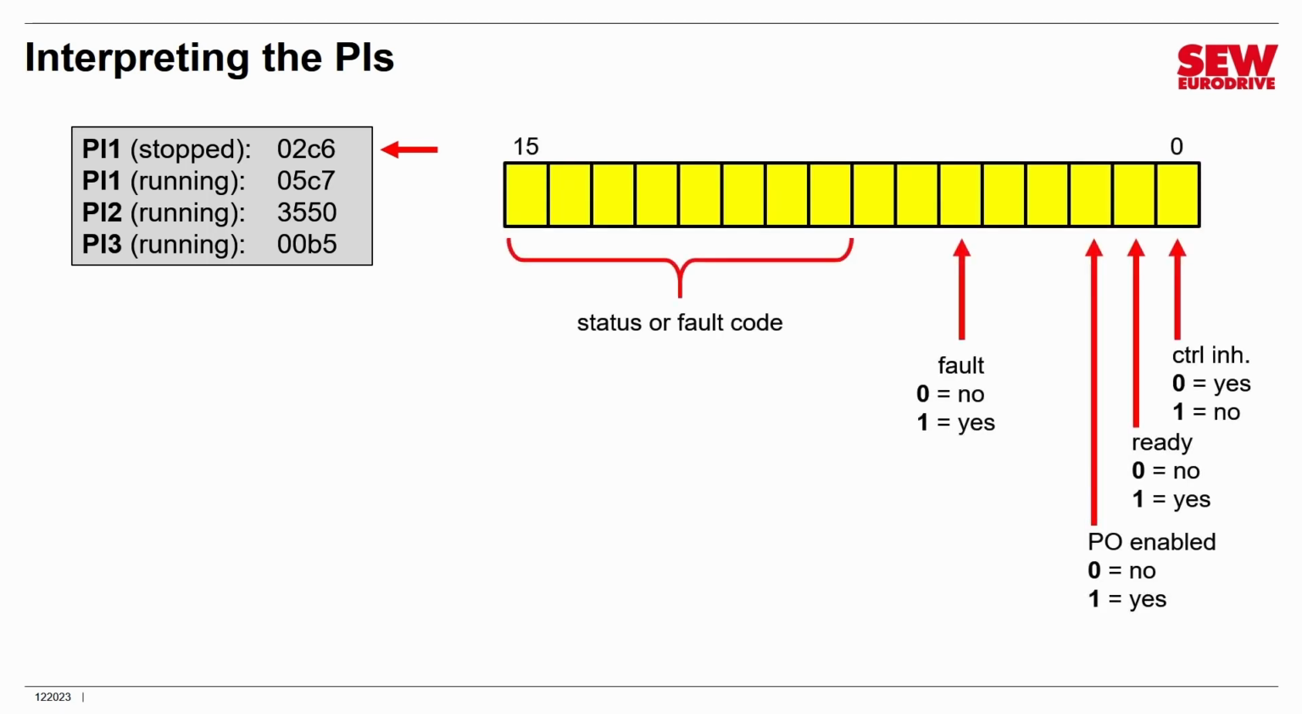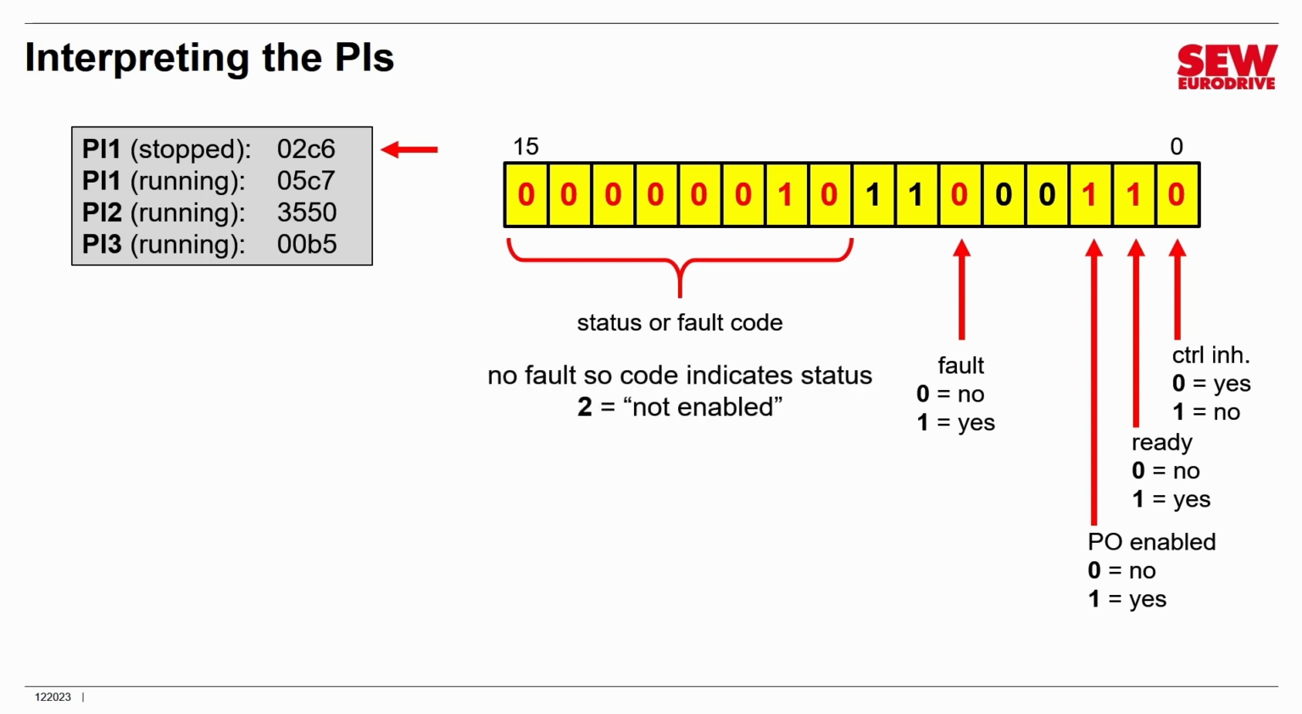You've seen this before. This is the breakdown of the different bits, so we're going to fill it in here with 02C6. We convert this to binary from hexadecimal using the Windows calculator. And we're going to start by looking at the fault bit. That's bit 5. It's 0, which means there's no fault. Therefore, the top 8 bits is a number that represents the status, not the fault condition. If we were in a fault condition, it would be a fault code. So we convert that top 8-bit number back to decimal. It is 2, and I looked this up in the MOVITRAC LTP-B manual, and 2 simply means the VFD is not enabled. And that makes sense because we disabled the VFD to bring it to a stop.